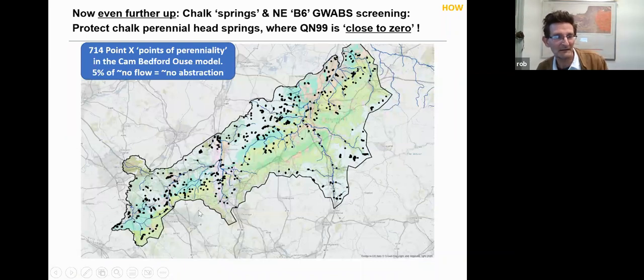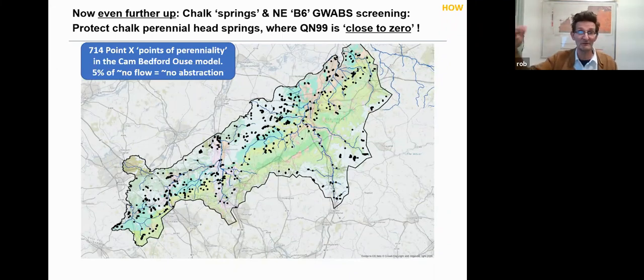What's happened in the last couple of years with the chalk stream strategy is that upward migration of assessment points has continued. There is now quite seriously on the table the notion that there is a need to protect chalk springs and chalk points of perenniality where they are. Natural England has also introduced something called their B6 indicator, which is aimed at screening headwater areas of chalk catchments in particular to consider groundwater abstraction pressures even further upstream than the WFD water body outflow points. So protecting effectively perennial spring heads where the QN99 is really close to zero.